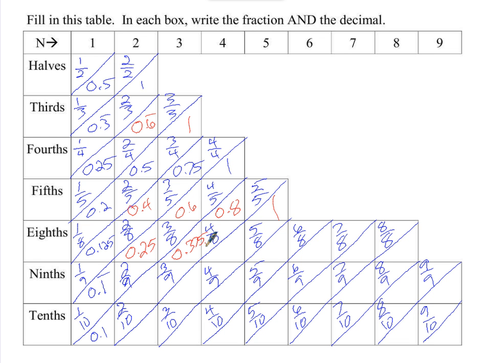How about 4/8? 0.5, 5/8. Very good. 0.625. 6/8. 0.75. 7/8. 0.875, and 8/8 is 1. We'll come back to eighths here in a little bit. Ninths.